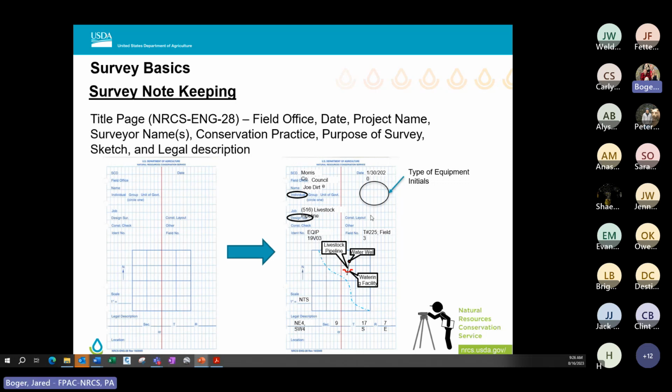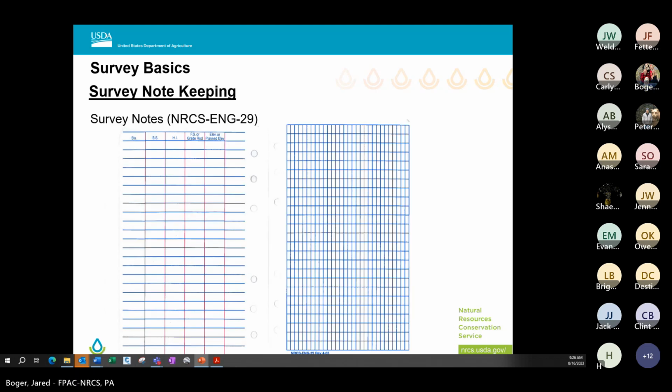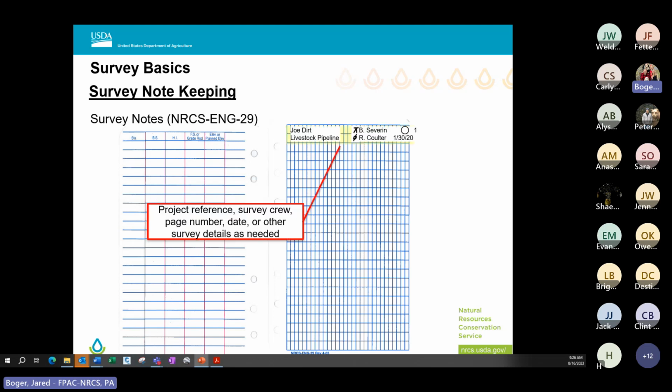Up here, obviously, you want to put the date and what type of equipment was used, and include whoever is part of the survey crew. You want to include their initials too. I'll have some of these for our field exercises. Same thing as before: when we set these up, we want a reference to the job, what practices we're doing, who's part of the survey, and the date.